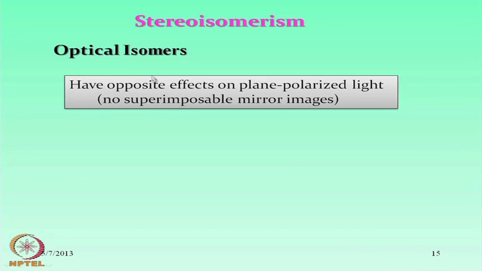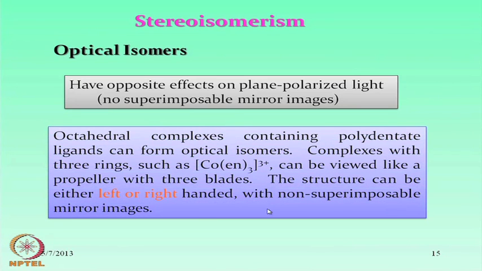That means one particular isomer can rotate the plane of polarization in one direction and the other isomer can rotate the plane of polarization in the opposite direction, and these two isomers are not superimposable on each other. They don't have a mirror image which can be superimposed on the other molecule. So, octahedral complexes containing polydentate ligands, particularly the bidentate ligands.